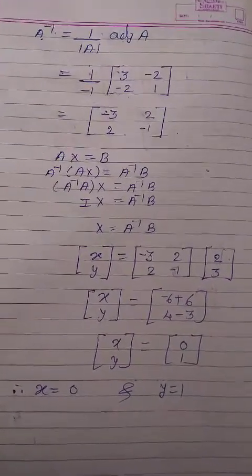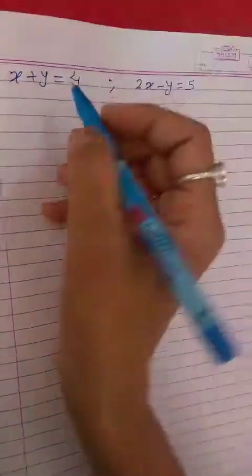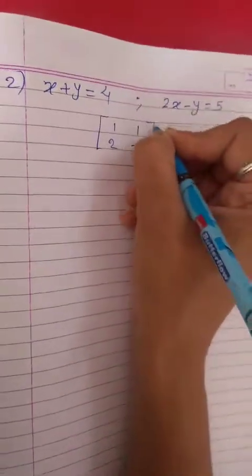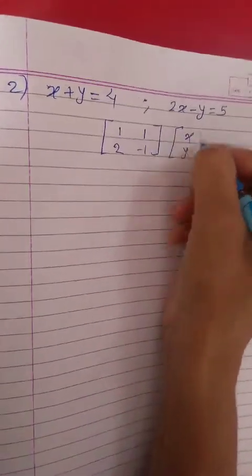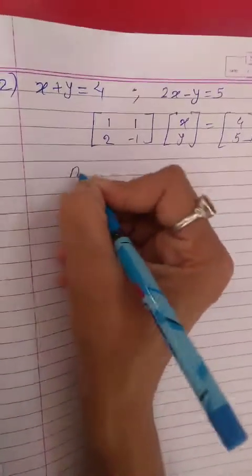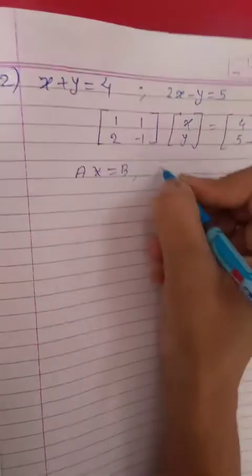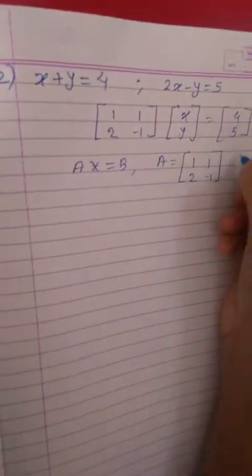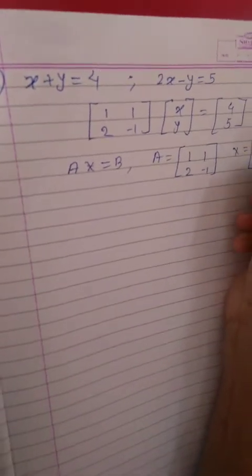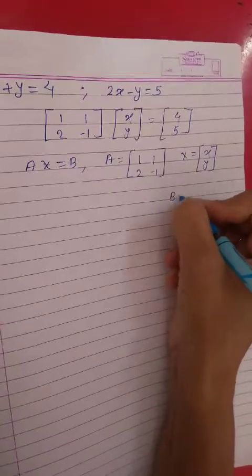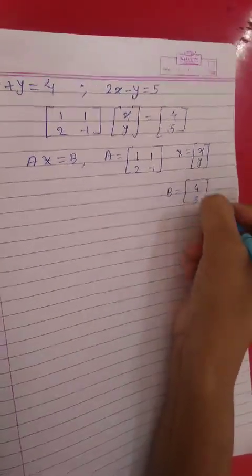Now we will see the second example. This is the second example. Again we'll write it in matrix form. So [1 1; 2 -1] times (x, y) equals (4, 5). Now this is of the form AX is equal to B, where A is equal to [1 1; 2 -1], X is equal to (x, y), and B is equal to (4, 5).